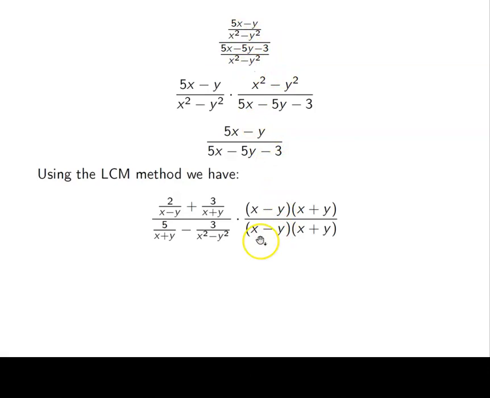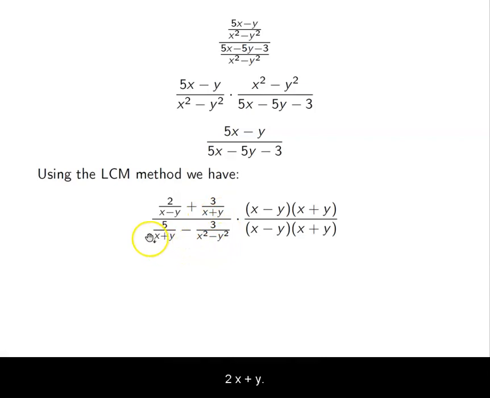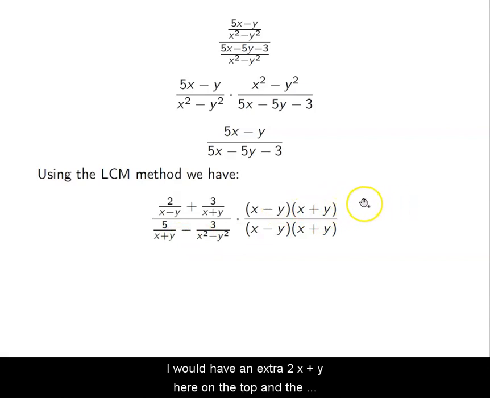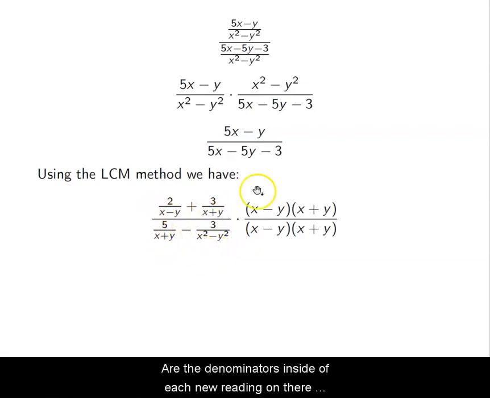But let's say that I had x minus y, x plus y, and then let's say that this was 2x plus y. I would have an extra 2x plus y here on the top and the bottom, okay? So I'm looking at the common denominator from each single innermost fraction. So the 4 of these combined, not just the top 2 or the bottom 2. All 4 of the denominators inside of each numerator and denominator, okay?